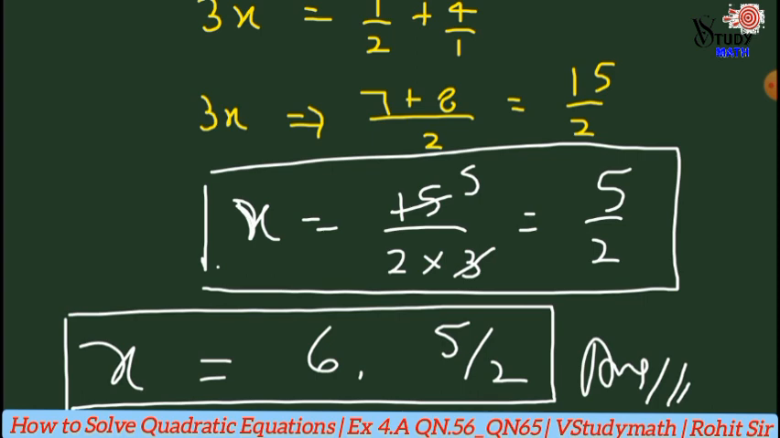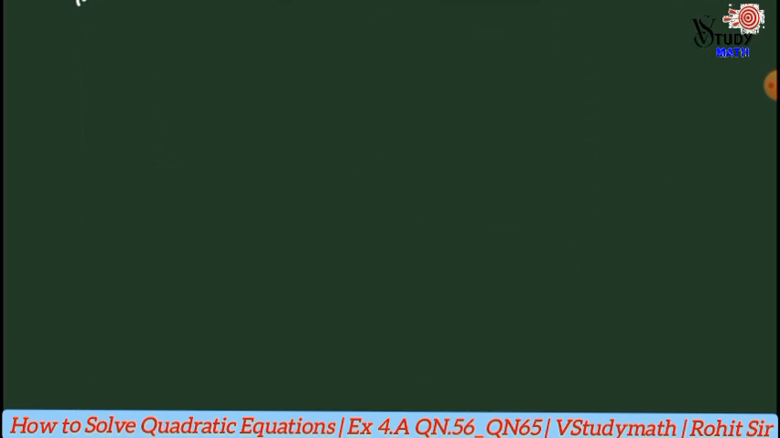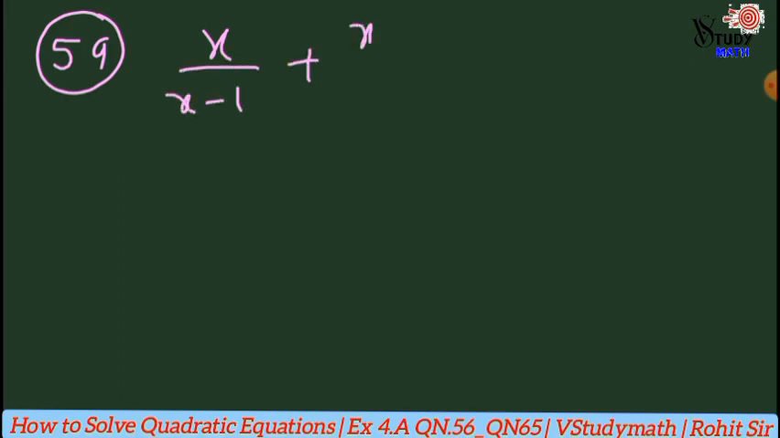Let's move to the next problem, problem number 59. Let's correct the problem number 59. And problem number 59 is that x upon x minus 1 plus x minus 1 upon x is equal to 4 and 1 upon 4.